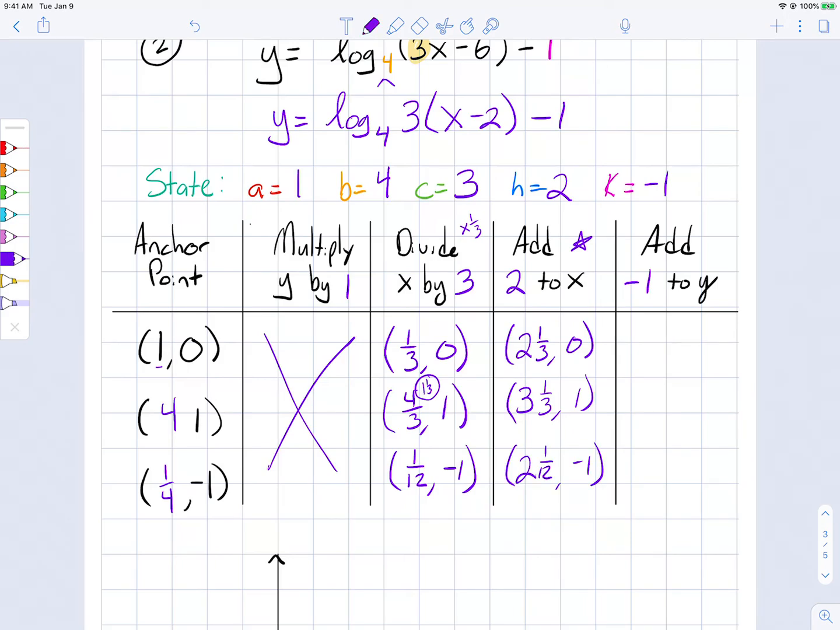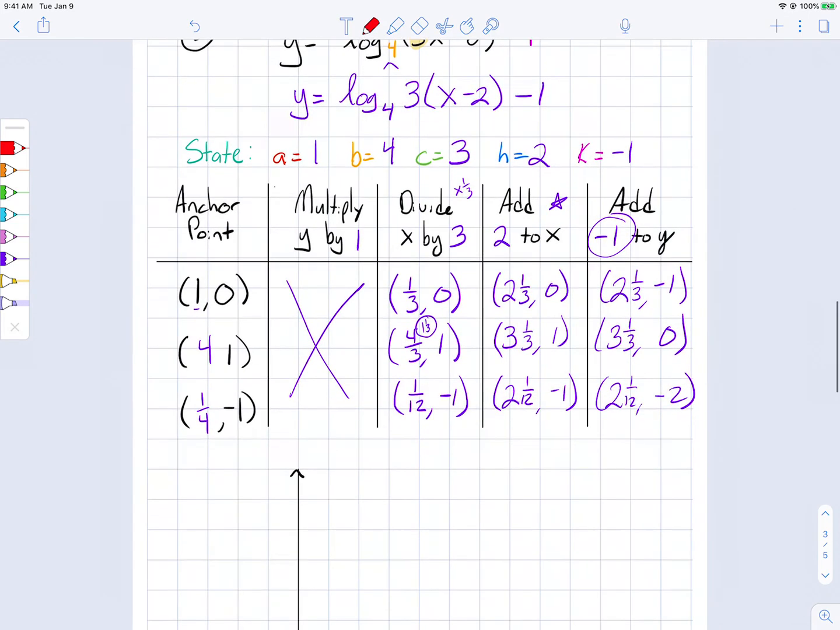Now I'm going to basically subtract 1 from the y value. So my first one is still 2 1/3, comma, 0 minus 1 is negative 1. 3 1/3, comma, 1 minus 1 is 0. And 2 1/12, comma, negative 1 minus 1 is negative 2. So here are my 3 points.